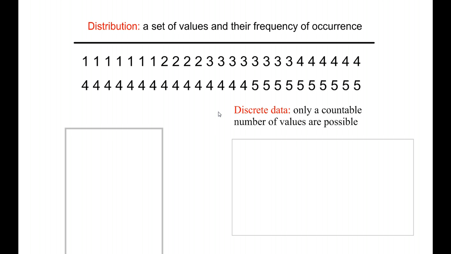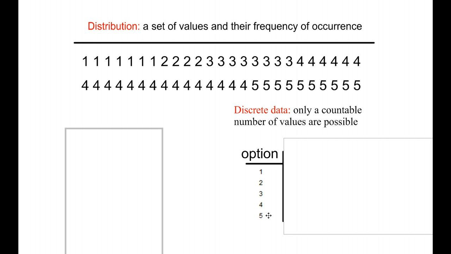If there's more than, let's say, 8 different numbers possible in the set, then we're starting to look at more continuous data, which we'll look at in a moment. So let's go ahead and look at all our options. Our options are 1, 2, 3, 4, and 5. We did the same thing with categorical when we had red, blue, purple, and green, and so forth.